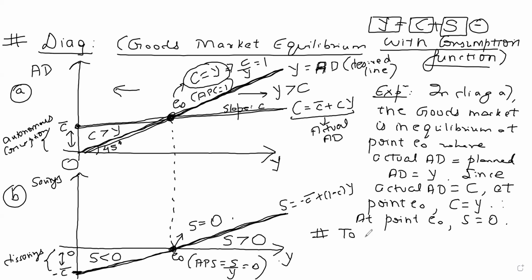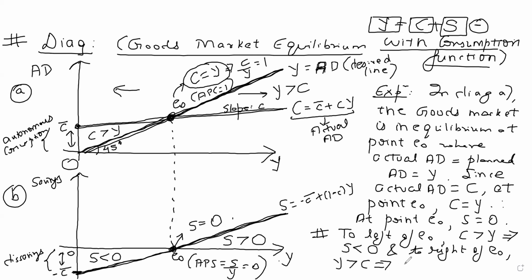To the left of point E0, consumption is more than income, which implies savings is negative, as you can see in diagram B. And to the right of E0, income is more than consumption, which implies savings is positive. So diagram A gives us the goods market equilibrium along with the consumption function. Diagram B tells us how you can derive the savings function from the consumption function.